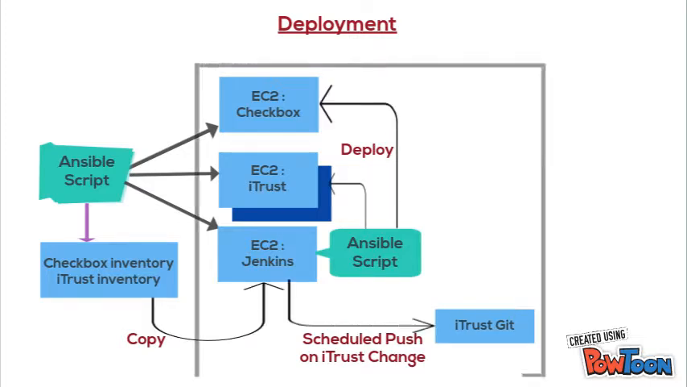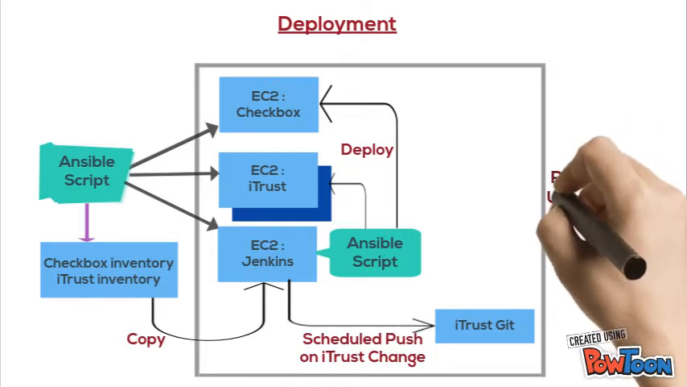After successful build, we implement a rolling update strategy where any change to iTrust application is propagated to each of these servers sequentially one after another with some delay.